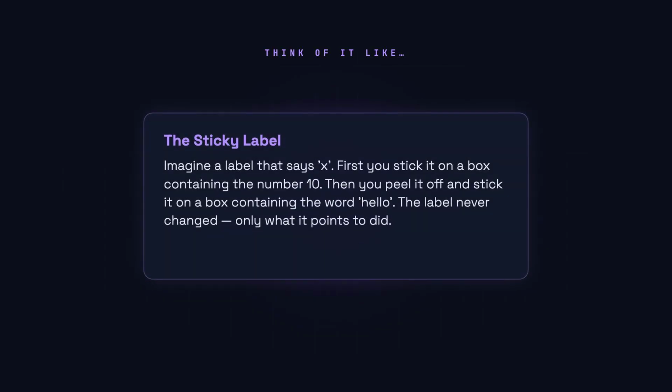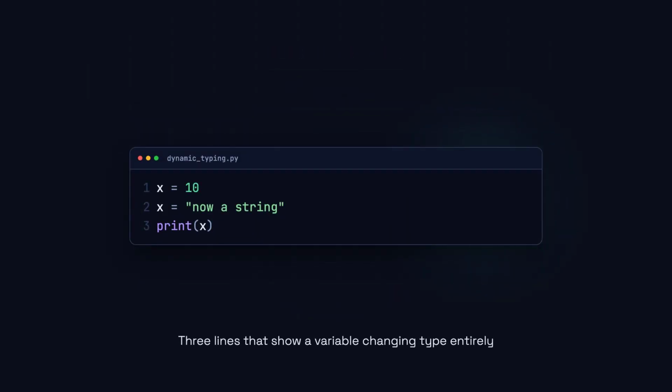The name X is just a label. Peeling it off one box and sticking it on another is exactly what happens when you reassign a variable to a different type in Python. Here is our full example. 3 short lines. First we store a number, then we store a piece of text in the very same variable, and finally we print it. Let us trace through it step by step.